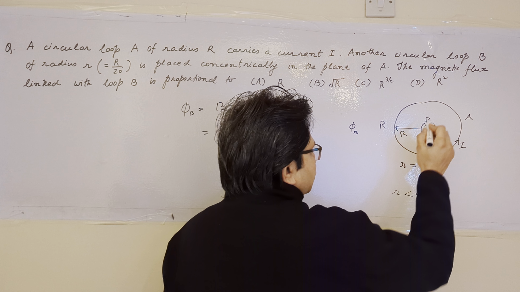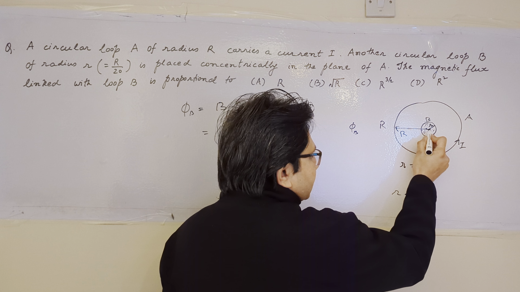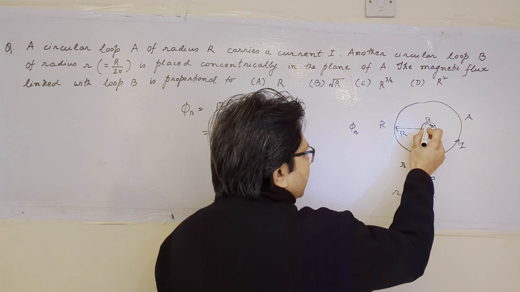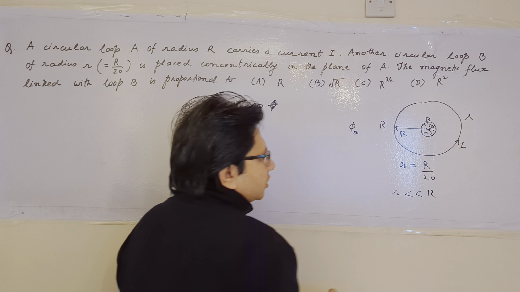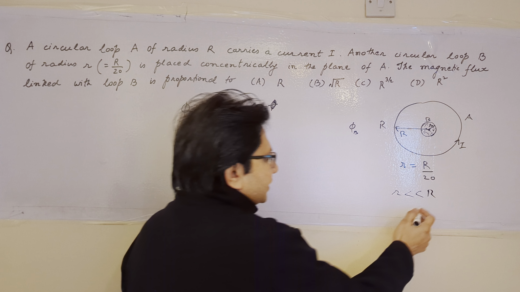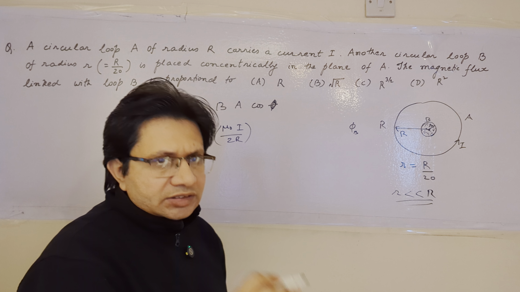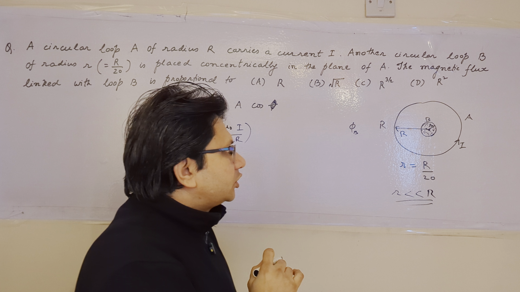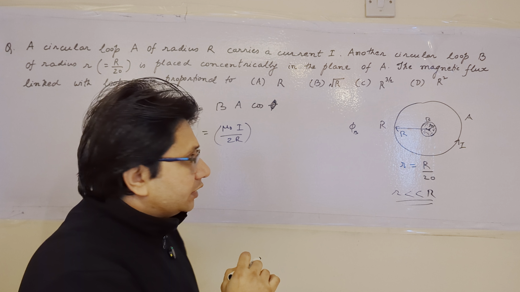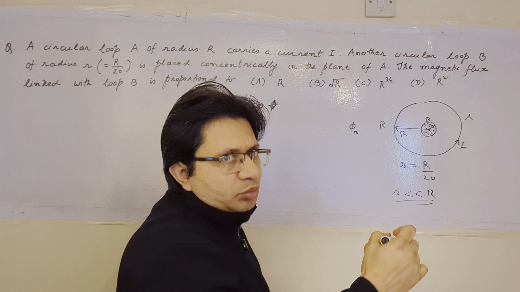So we can assume as an approximation that the magnetic field at the center, or at any point inside or at the periphery of loop B, remains the same. It is almost the same. The reason is small r is very much less than capital R. That's the key concept here. That's the key thing we have to analyze: the magnetic field is almost uniform. We can approximate it to be uniform.